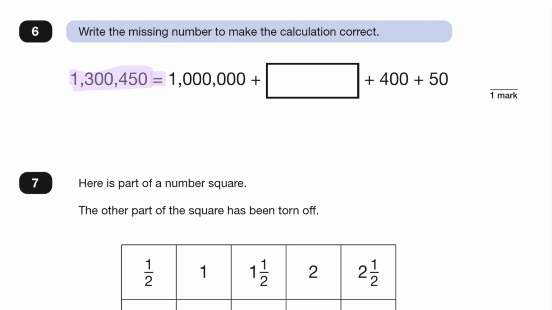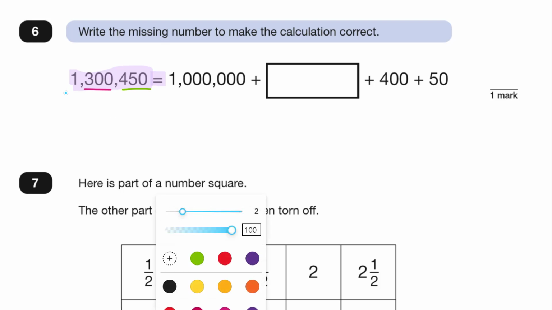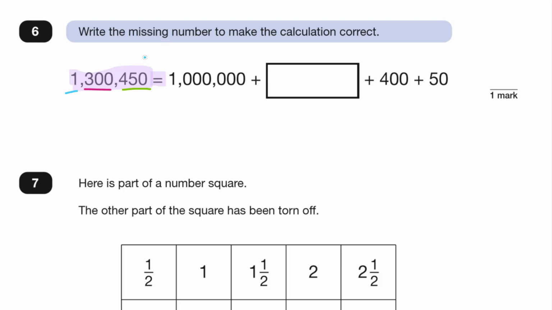If I use my separators here, my first separator tells me how many thousands there are. This bit here tells me how many hundreds there are. And then this bit tells me how many millions there are. Okay, so we've got ones, tens, hundreds, then we've got 1, 10, 100 thousands, and then we've got 1, 10, 100 millions. Okay, so we can see here 1 million.